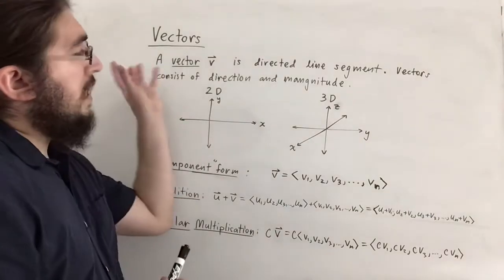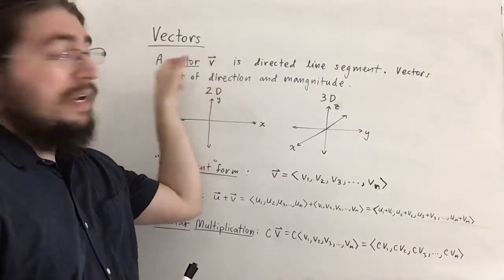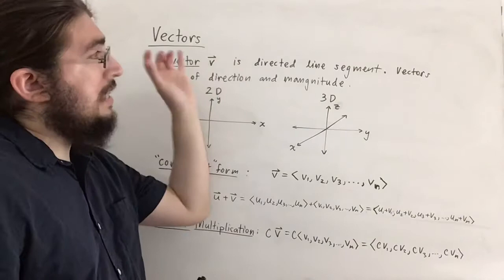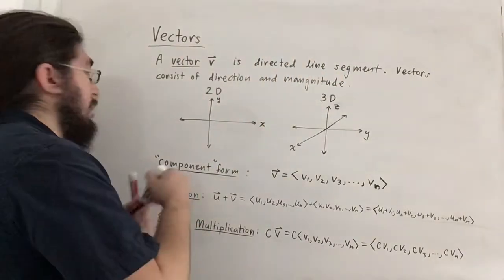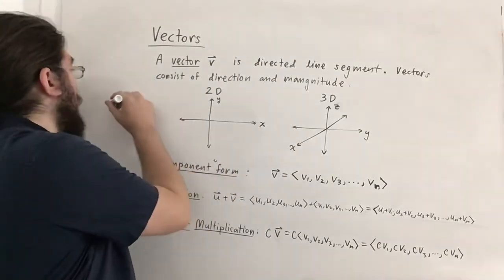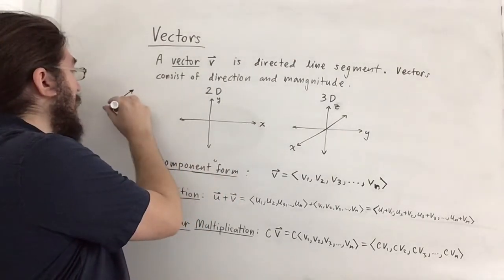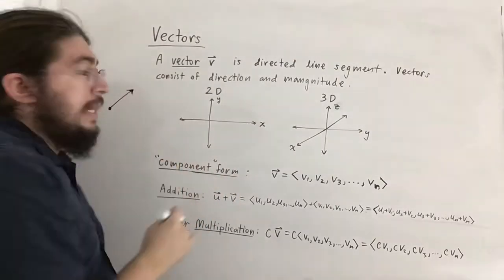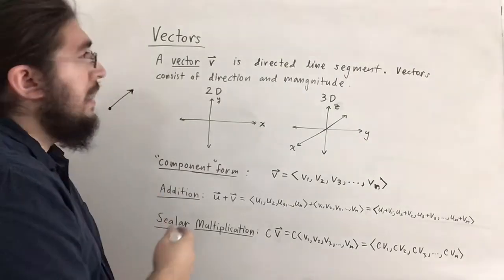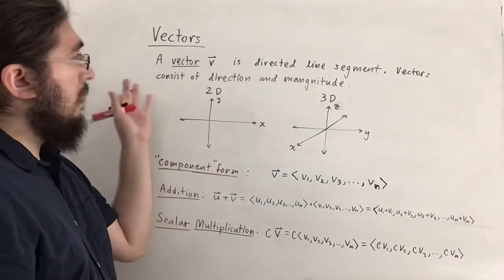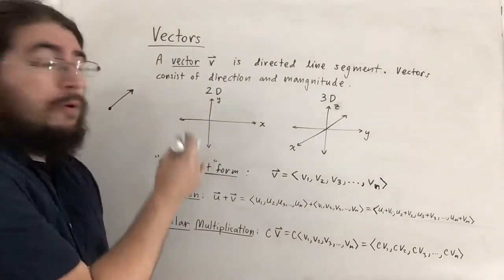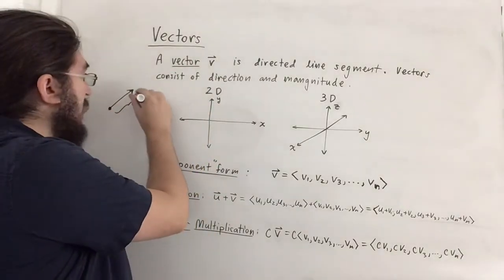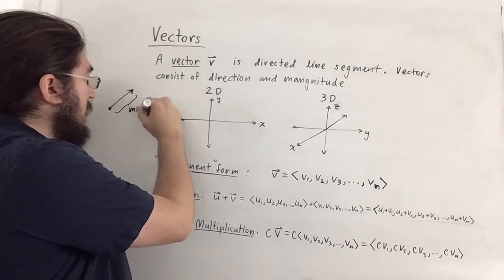So a vector denoted v with this arrow hat on top is a directed line segment. So that's what a vector is. Imagine it's basically an arrow. It has a tail end and an arrowhead end, like that. So in other words, vectors consist of direction and magnitude. The direction is basically the angle that it points towards, and magnitude is the length of the vector. So this is known as the magnitude of the vector.